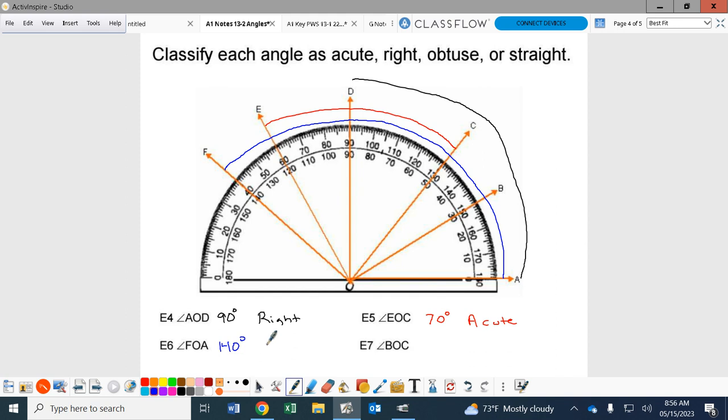Obtuse. Okay, try to find the last one, guys, by yourself. Find the angle, mark it, and then tell me what type it is.